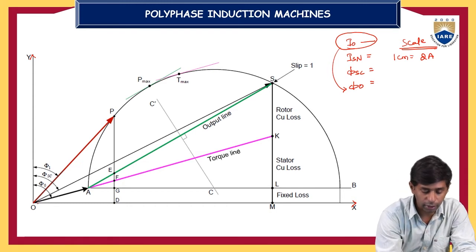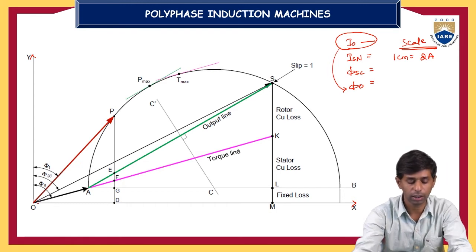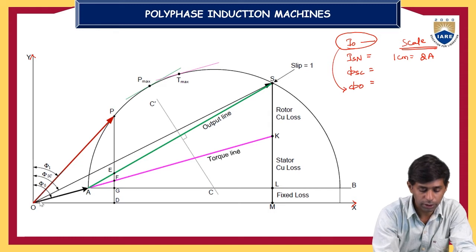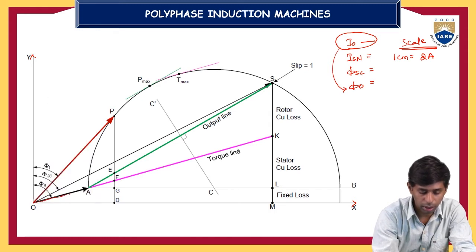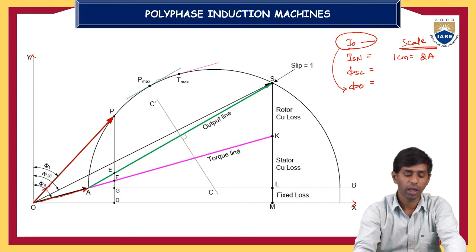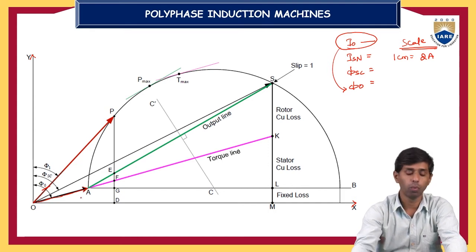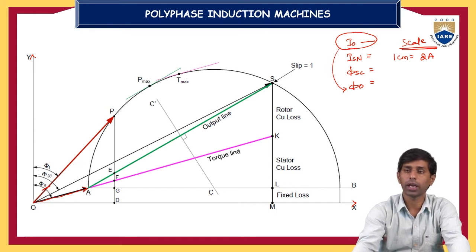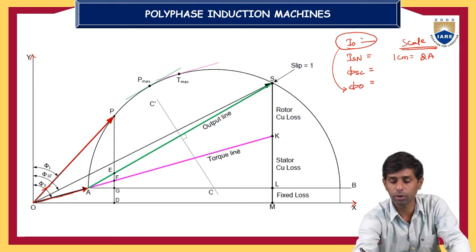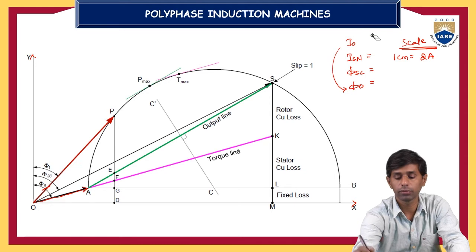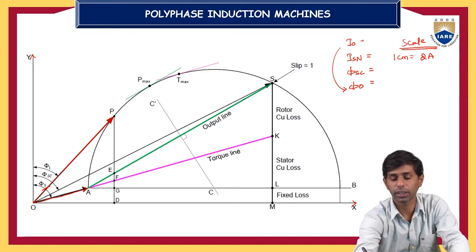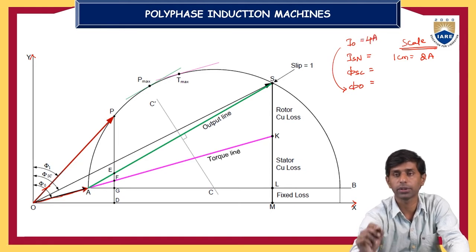So this is the black color line. This black color line is I naught, which is drawn from the y-axis with an angle phi naught, and the length of this OA vector, that is called no load current vector, depends on the magnitude of this current. For example, I am assuming it is 4 ampere.